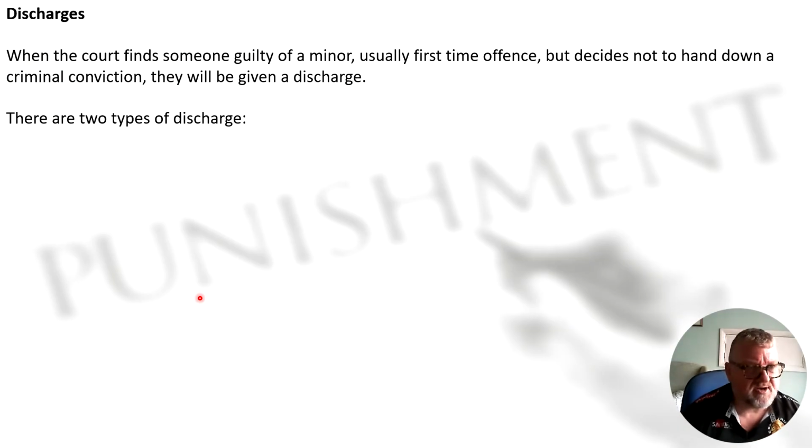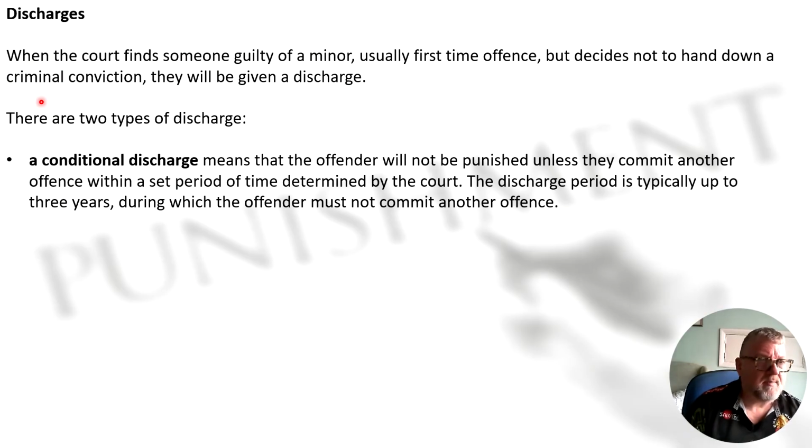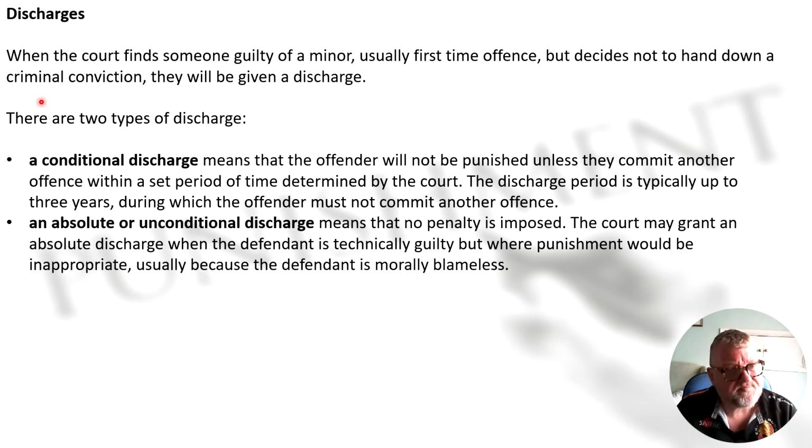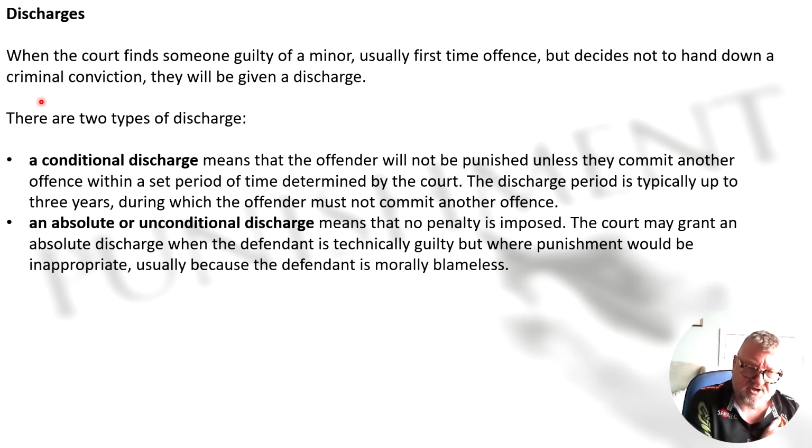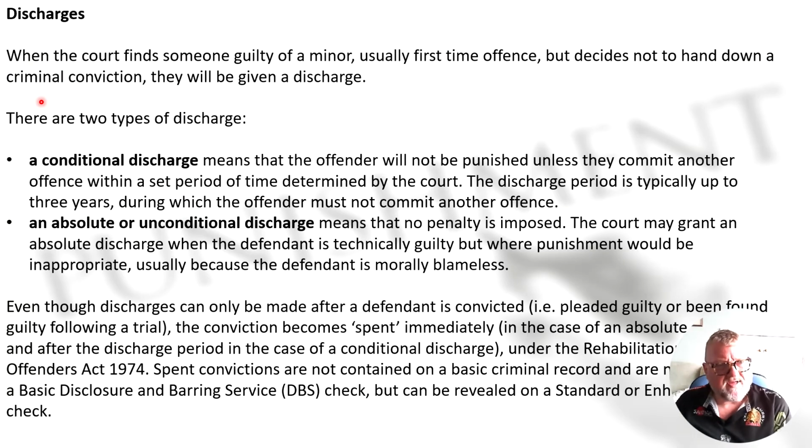So there are two types of discharge. A conditional discharge, which means the offender will not be punished unless they commit another offence within a set period of time determined by the court. Discharge periods are typically up to 3 years, during which obviously the defendant must not commit another offence. And then there's an absolute or unconditional discharge, which means no penalties imposed. The court may grant an absolute discharge when the defendant's technically guilty, but where punishment would be inappropriate because the defendant's morally blameless.